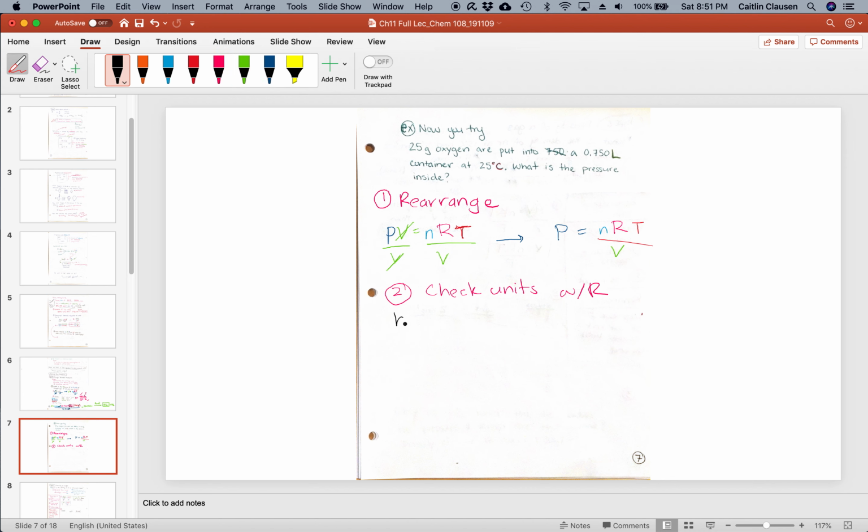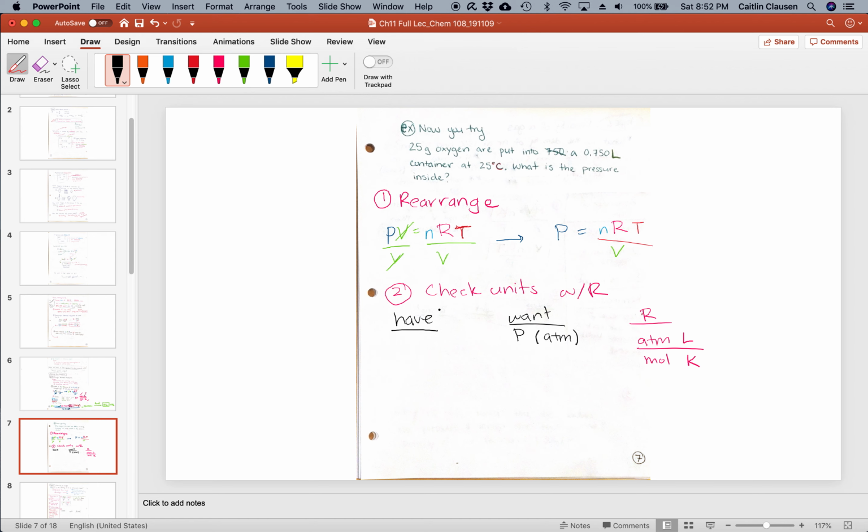So we're going to do what we have, what we want. We know we want pressure in the units of ATM. Remember, it's according to R, and then R, which we know the units: atmosphere, liters, over mole, Kelvin.